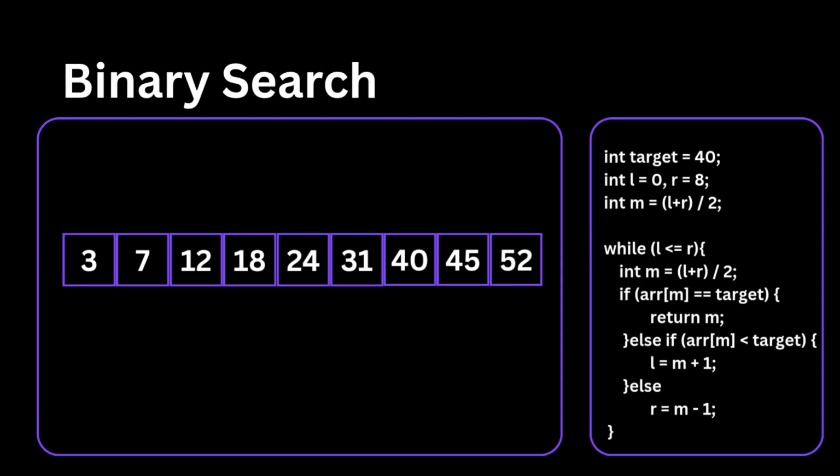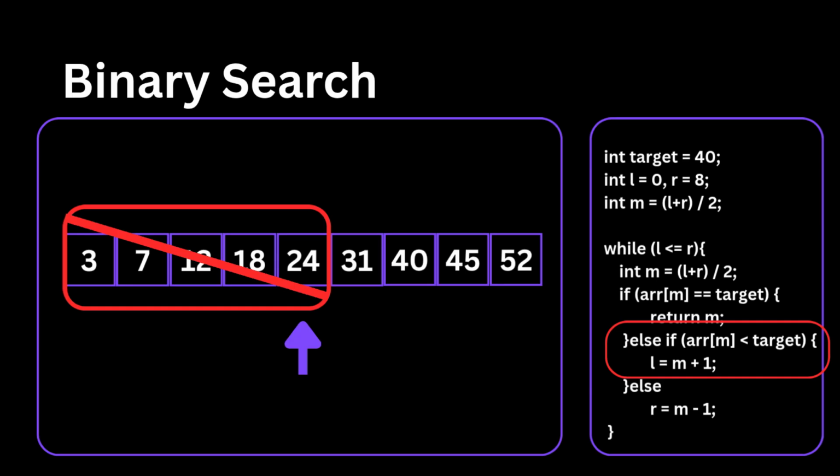Now, binary search is where things start to get much faster, but before it works, the data has to already be sorted. So imagine we have this list instead: 3, 7, 12, 18, 24, 31, 40, 45, and 52. And let's say we want to find 40. Instead of starting from the beginning, binary search immediately jumps to the middle of the list. In this case, the middle number is 24. Since 40 is greater than 24, we instantly know the answer can't be anywhere on the left side. So instead of searching the entire list, we throw away half of it immediately.